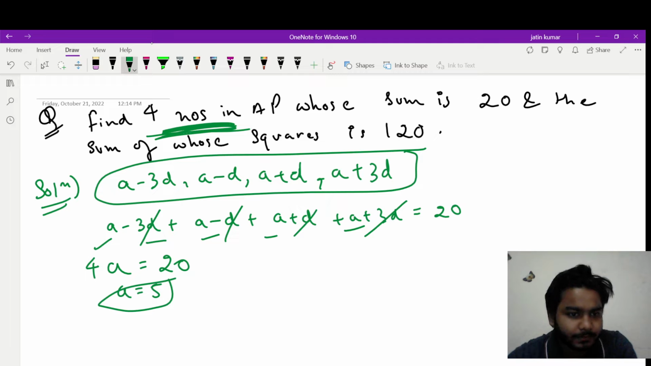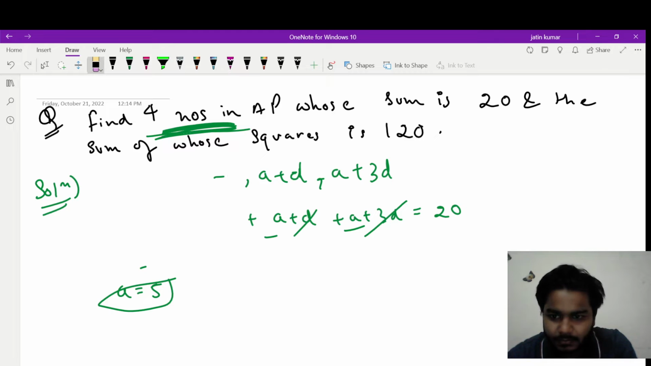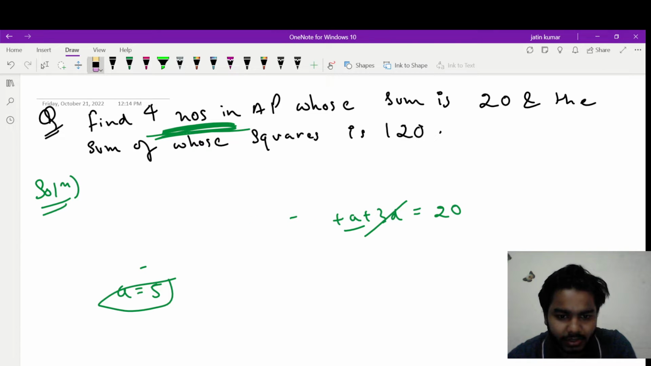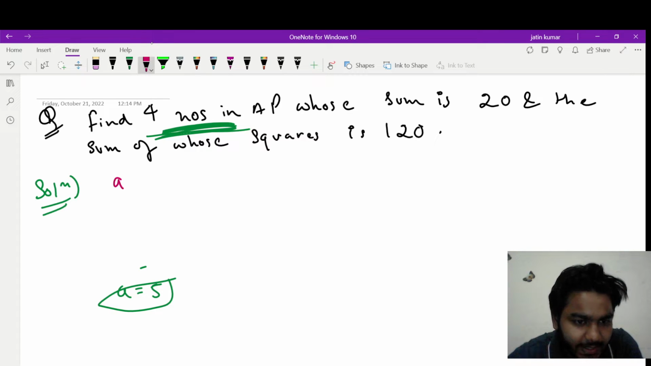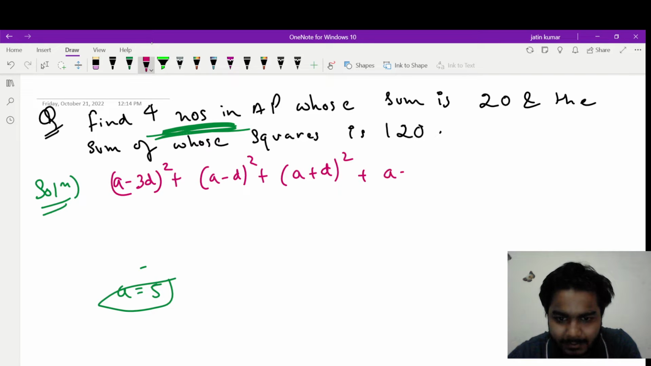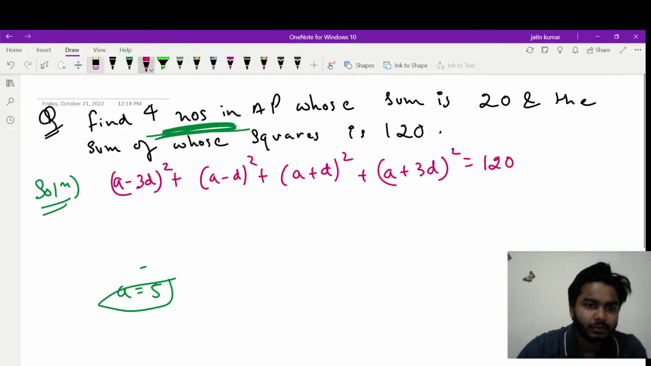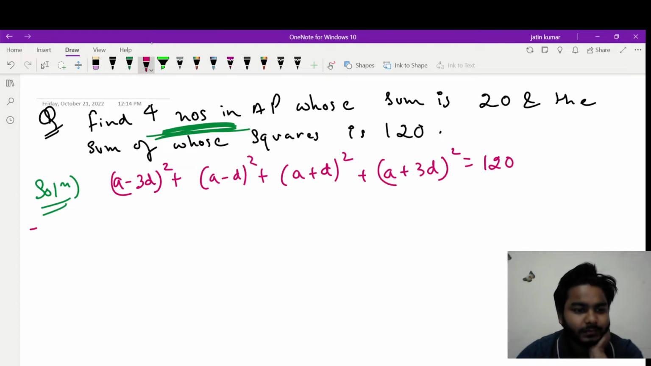Okay, now in the second statement we are given the sum of squares is 120. Now a minus 3d whole square plus a minus d whole square plus a plus d whole square plus a plus 3d whole square, that is what is given to us as 120. Okay, now solve this. So we have to apply the formula of a minus b whole square. It will become big, let's apply it.